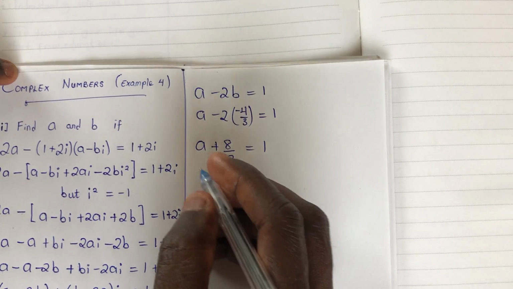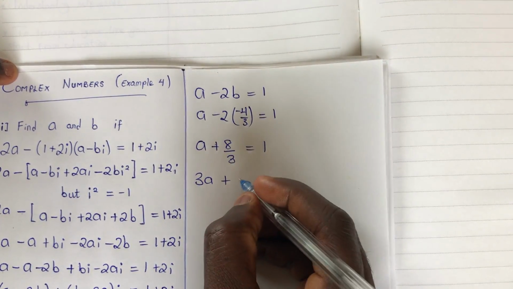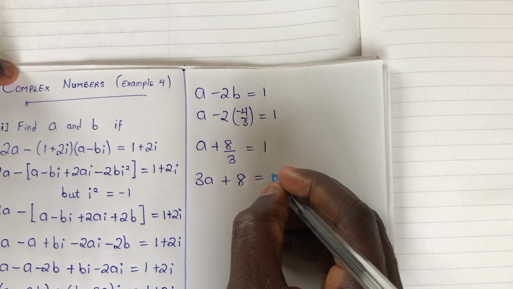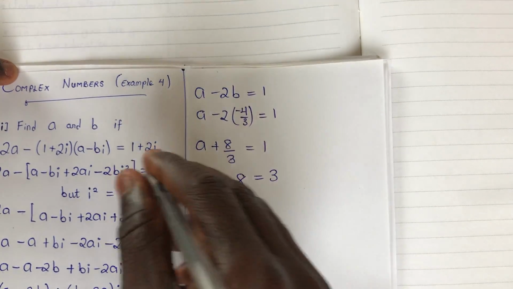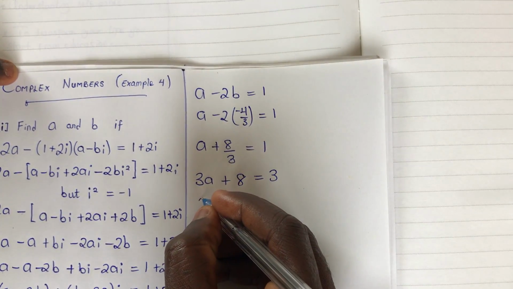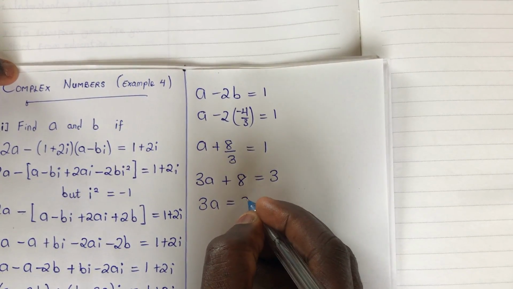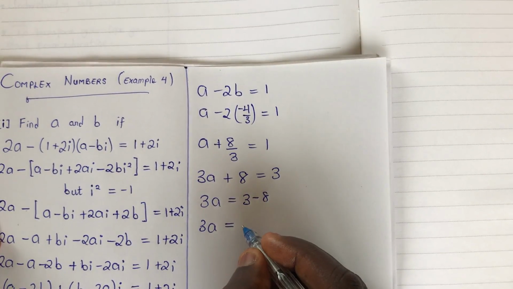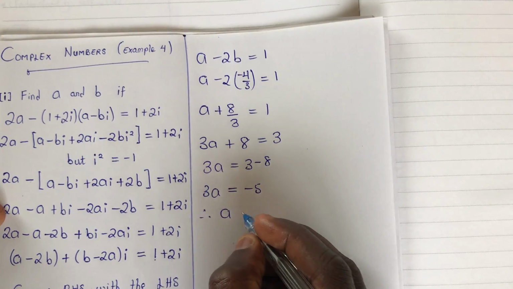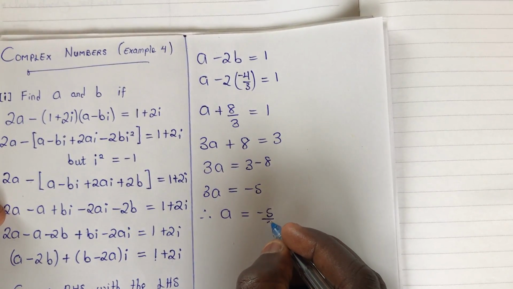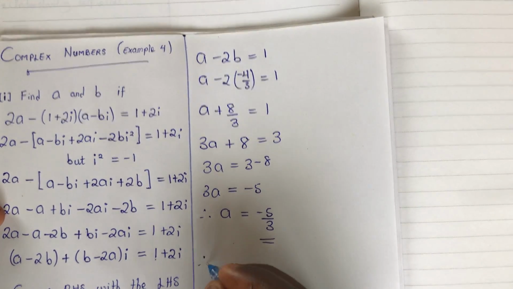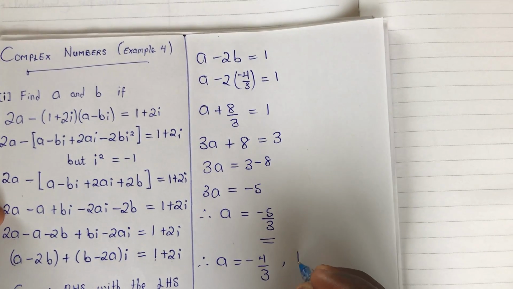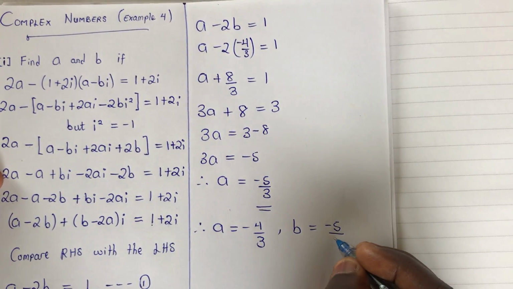So we can multiply through by 3, getting 3a plus 8. Then when I multiply through by 3, this one will cancel, giving me 3. So multiply the whole function through by 3, and then I'm getting 3a being equal to 3 minus 8. So 3a is going to give us minus 5. So therefore a is giving us minus 5 over 3. And this is it. Therefore a is giving us minus 4 over 3, and b is giving us minus 5 over 3.